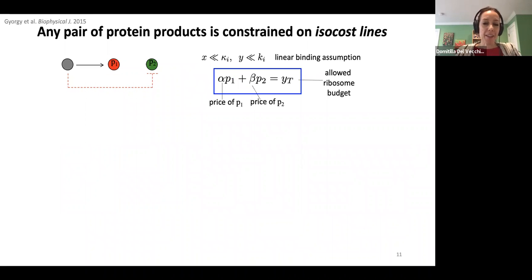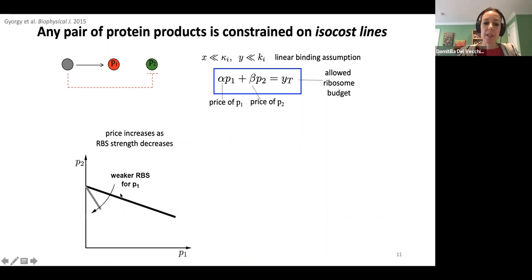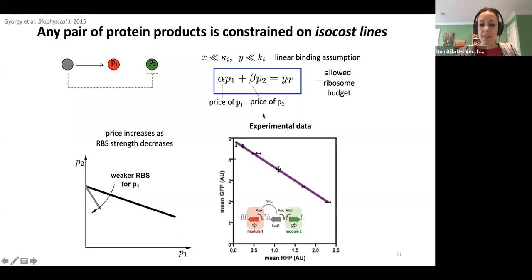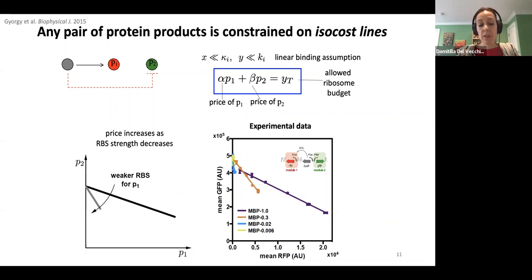You can work out the math, and you can actually show that there is a rule that tells us that any two proteins expressed in bacteria need to lie on a line. This is what theory predicts. If I'm expressing any two proteins, they're always going to be constrained on a line, and the slope is dictated by the price of the proteins, which depends on the ribosome binding site strengths of the corresponding genes. If you take the data and plot it on P1, P2, you see quite a nice line, and you can tune the slope by changing the prices via modulating the ribosome binding sites.